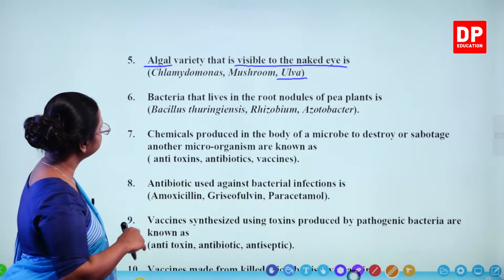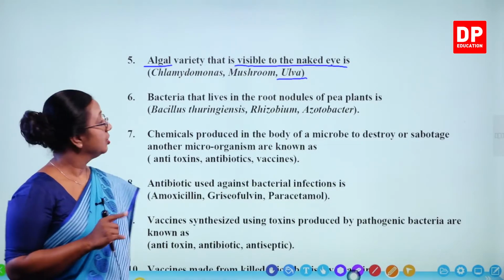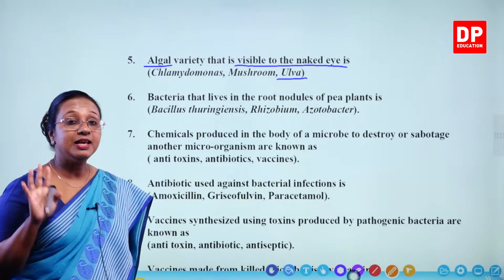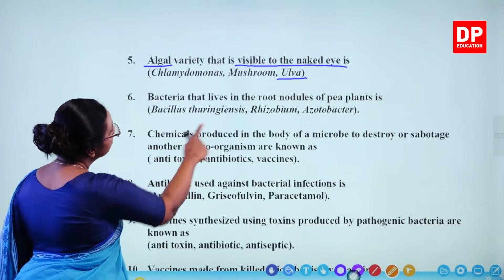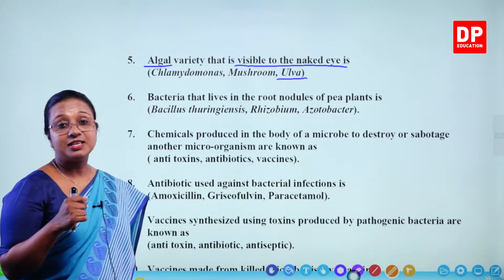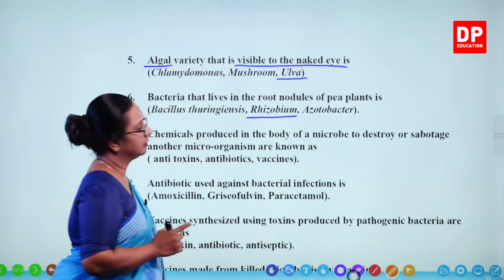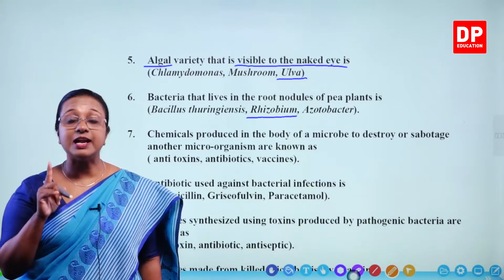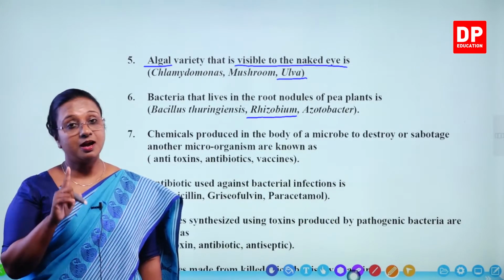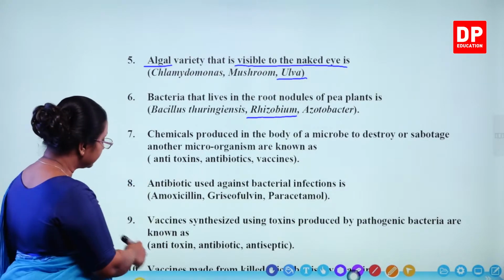Then the sixth one, bacteria that lives in the root nodules of pea plant. So bacteria, root nodule, pea plant means legume plant. What is that? It has to be Rhizobium. Bacillus thuringiensis, again related to what? Controlling the larval stage of dengue mosquito. Then Rhizobium is correct. Acetobacter. Now Acetobacter, you can remember that also can fix nitrogen. But that is a free living bacteria. You can remember that. So because of that, the answer is Rhizobium. Then the seventh question.